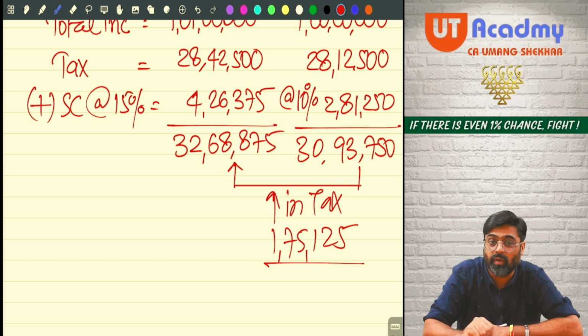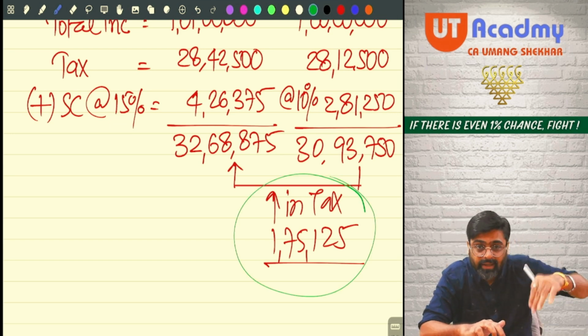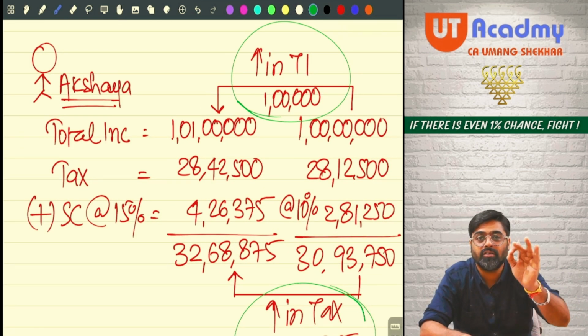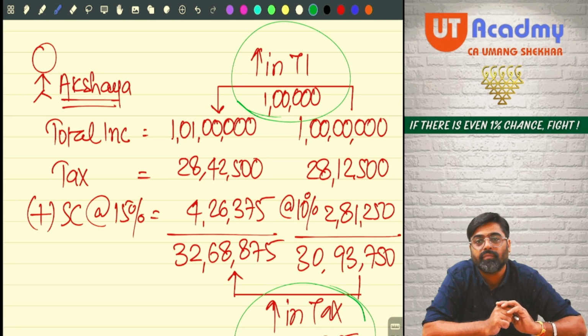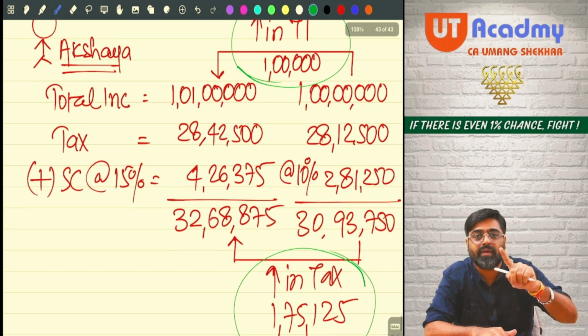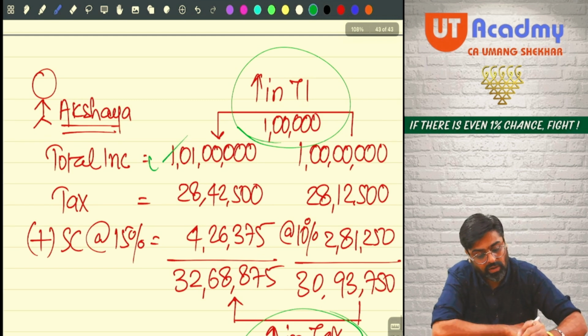So apply that equation. What equation was there? Increase in tax. Is this amount more than increase in total income? If the answer is yes, and in our case the answer is yes only. Will she be eligible to get the relief? The answer is yes. How much? The difference between these two amounts. And the difference is how much? 75,125.